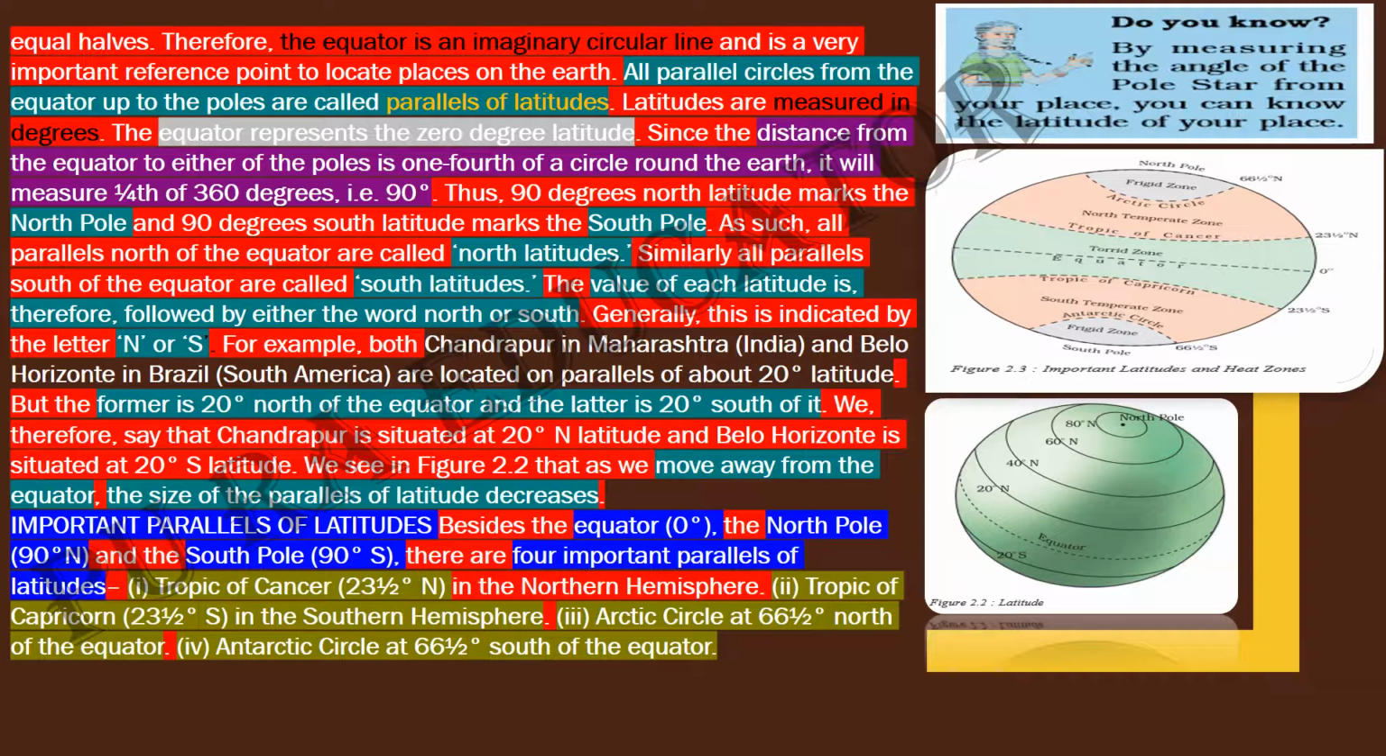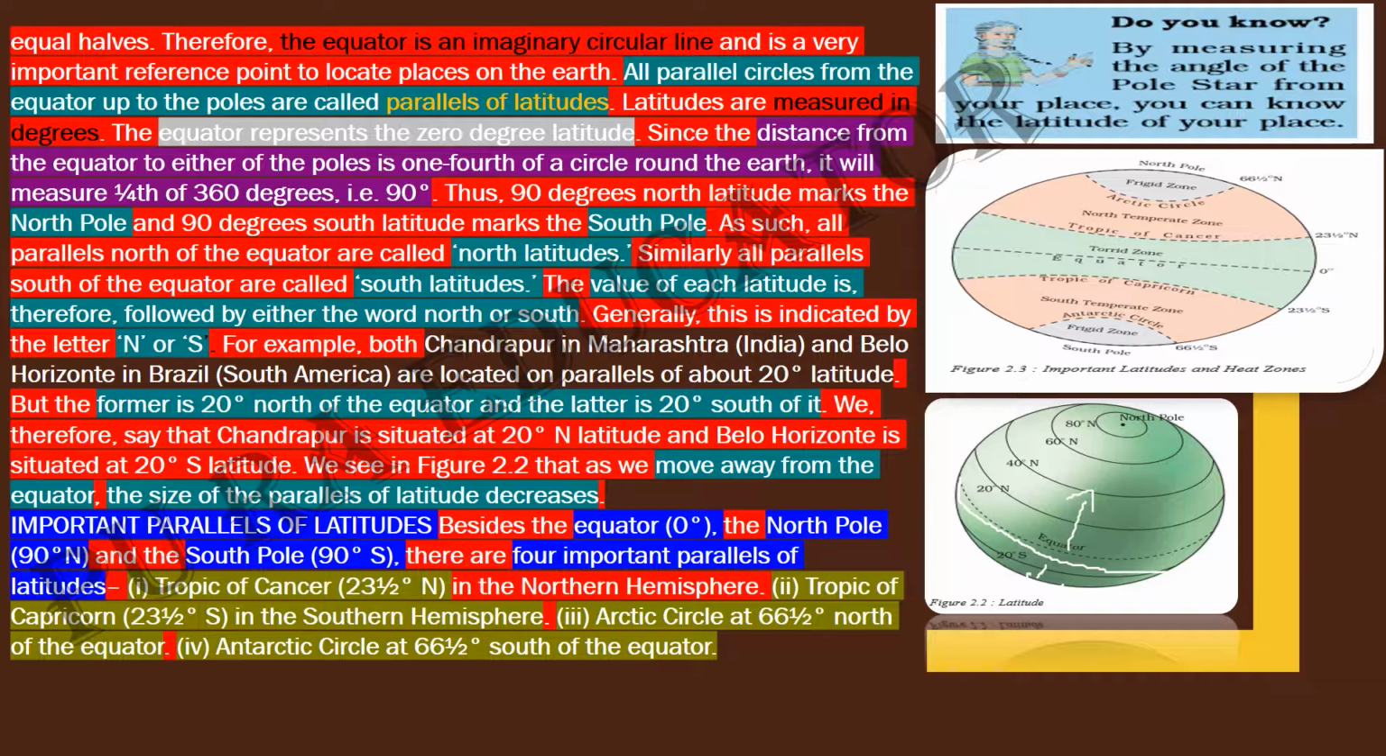Friends, if you refer to figure 2.2, it shows the latitudes. See here, friends, at the center with the dotted line, it is drawn as the equator. Above this, the lines drawn are known as north latitudes, and below this are known as south latitudes. Now we will be mentioning some important parallels of latitudes.